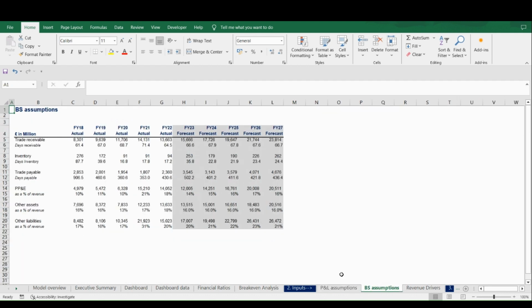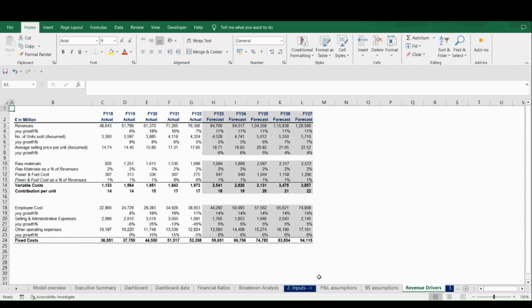Next tab, we have the balance sheet assumption. In this, we are projecting 5-6 parameters that will go into the balance sheet. First is the trade receivables and the days receivables. Then we have inventory and days inventory. Then you have trade payable and the days payable. Then we have property plant equipment as a percentage of revenue. Next we have other assets as a percentage of revenue and other liabilities as a percentage of revenue.